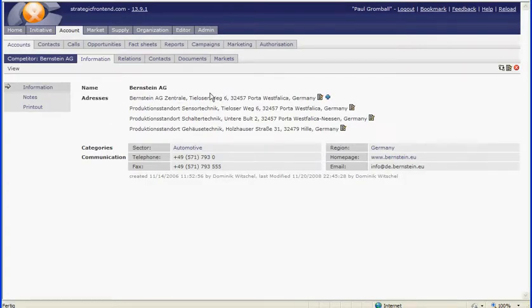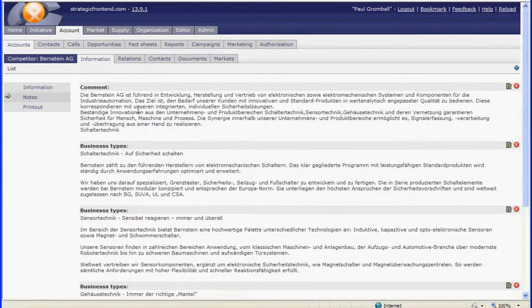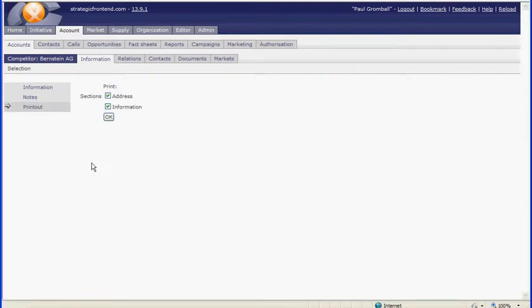So you see these are the addresses of Bernstein AG. This is the sector, this is the region, this is the homepage. This is actually how you could reach the competitors. These are actually, I think, the notes you have assembled as a wiki, as a joint knowledge base about the competitor, and you also are able to print out the address and information about this competitor.